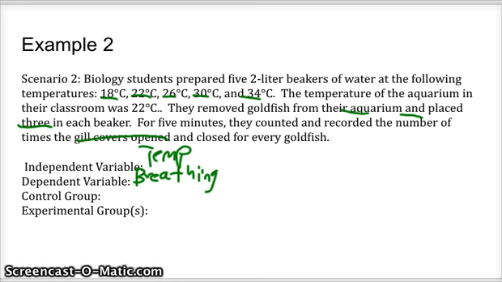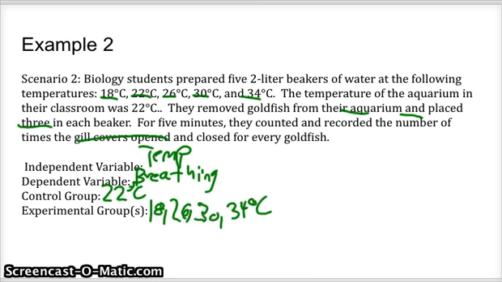All right, the groups over here are 18, 22, 26, 30, and 34, and then it says the temperature of the aquarium in their classroom was 22 degrees. So that would probably be the normal temperature. You can't have no temperature, so that would probably be the normal temperature. So the normal temperature would have been your control group, or 22 degrees. So you're going to compare how the warmer and cooler temperatures affect that. So 18, 26, 30, and 34 are going to be your experimental groups.